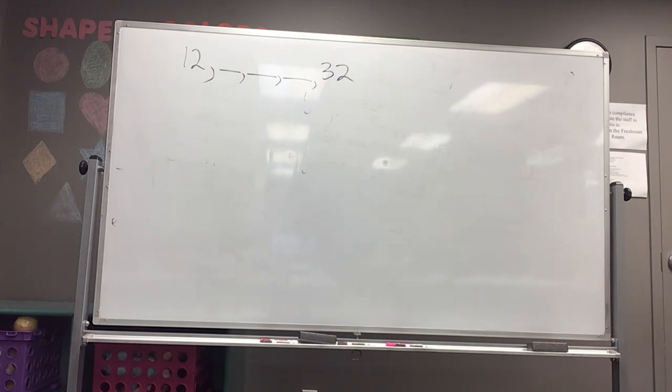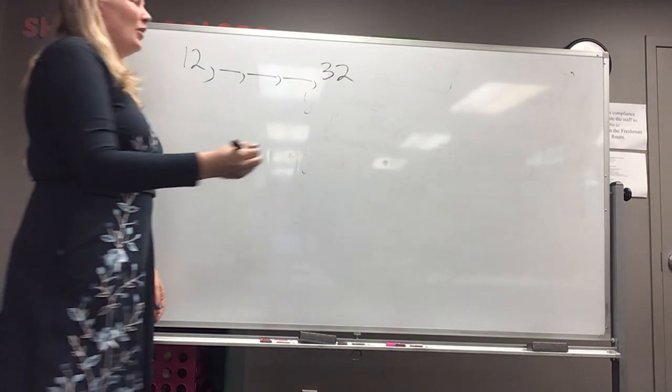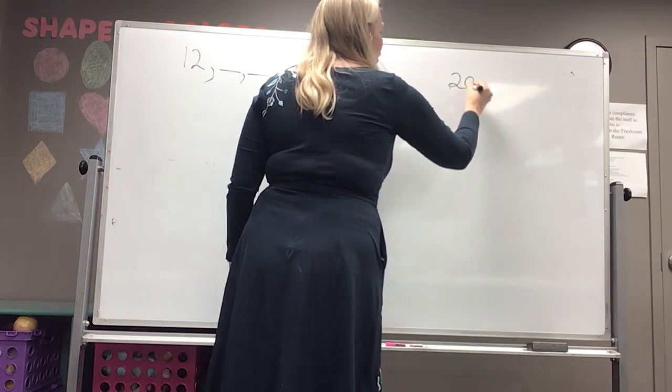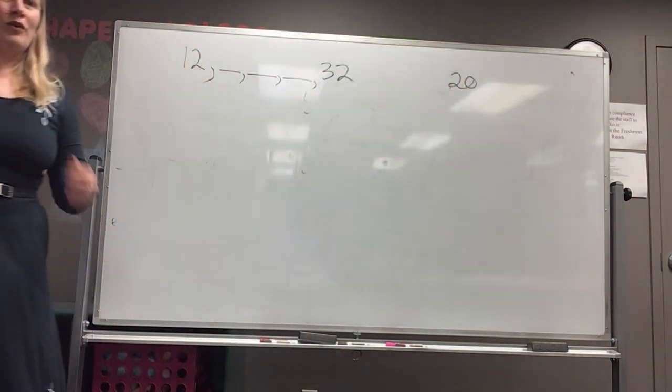So, first question. How big a number gap do we need to span? From 12 to 32, what's our total change? It's not a trick question. What's the difference between 12 and 32? 20. So we have a total change of 20 over the course of this sequence.